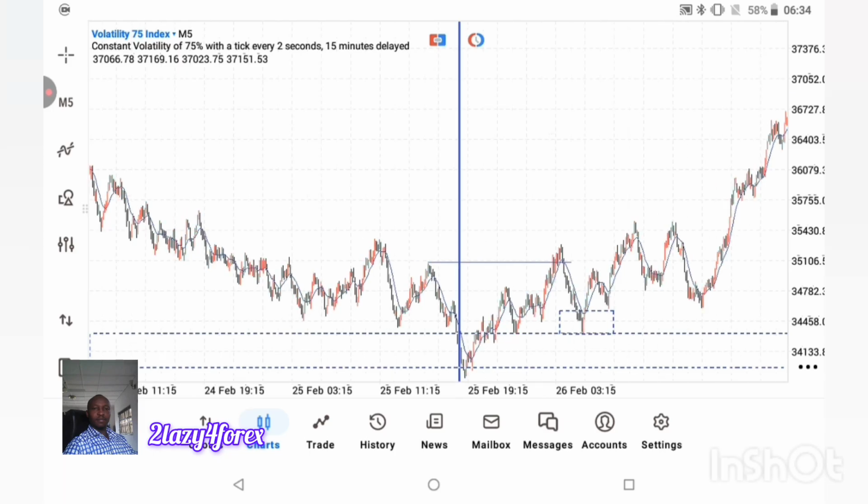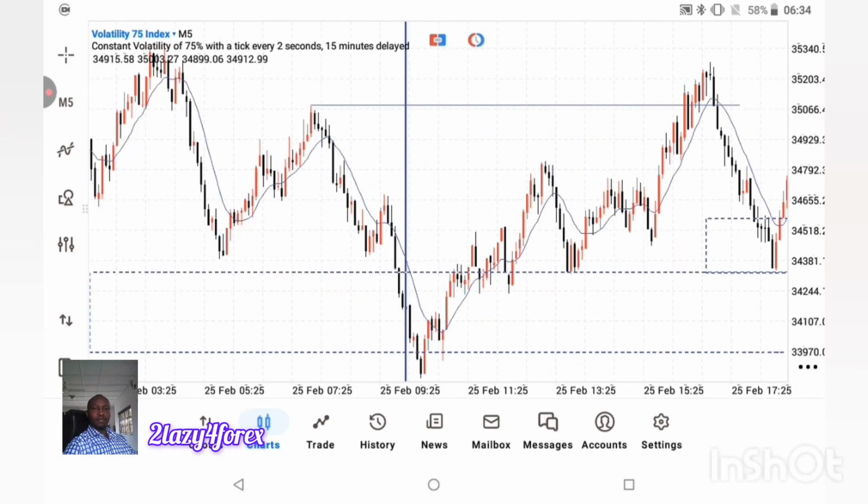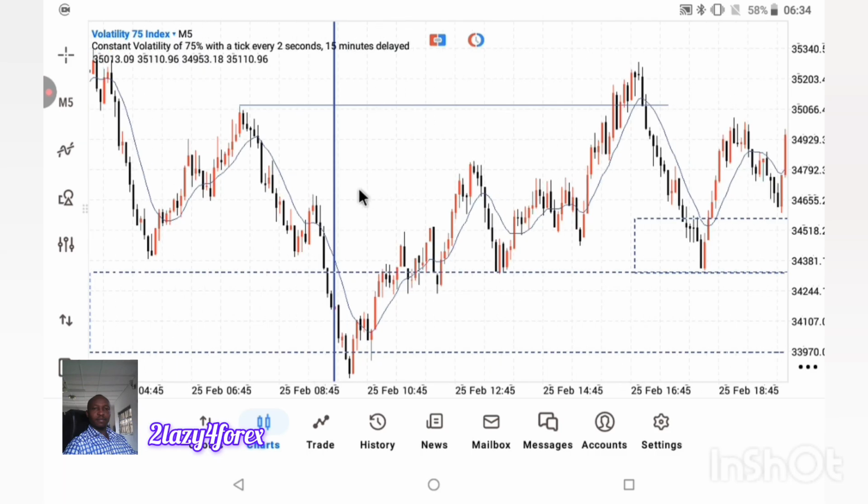Okay, let's look at the second option. Still using this same moving average. Let's remove the box.